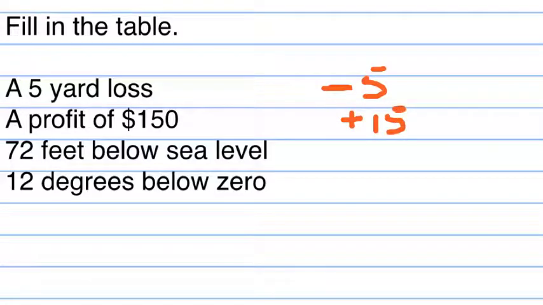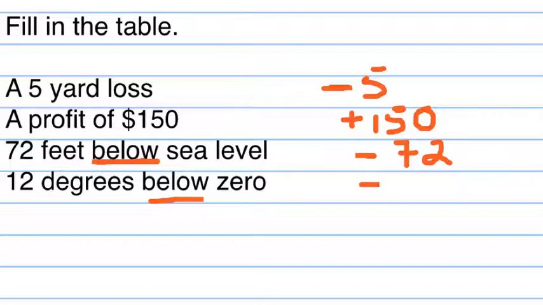We don't normally write the plus sign in front of numbers because we just assume they're positive unless there's something else in front of them. But in this instance, we'll go ahead and write that plus sign. 72 feet below sea level. Below is your key word. That means it's going to be under something, so this is going to be a minus 72. And the last example, again, 12 degrees below zero would be a minus 12.